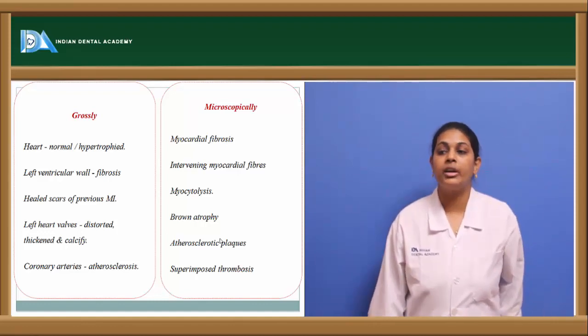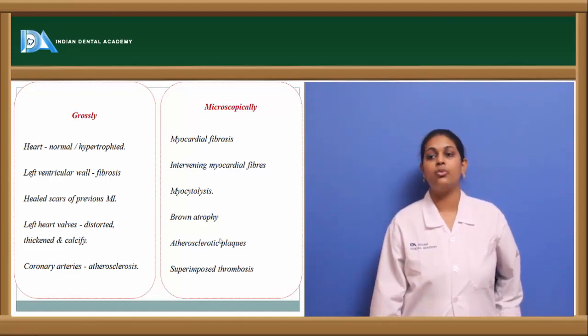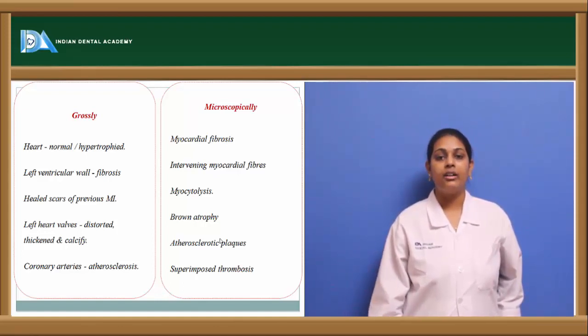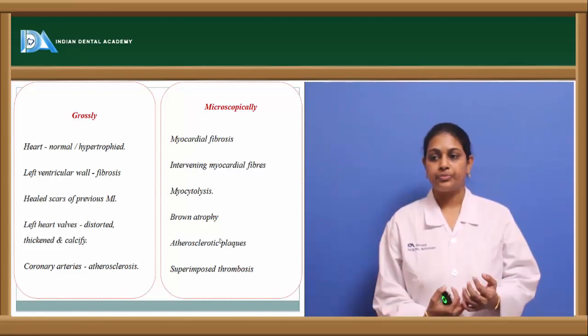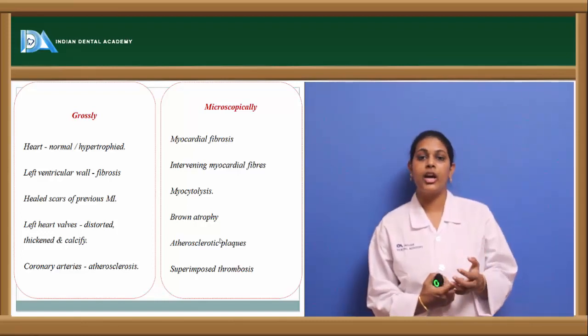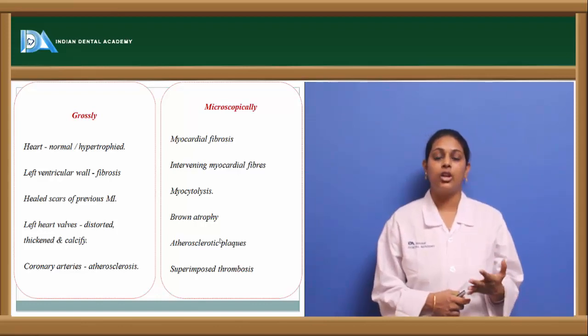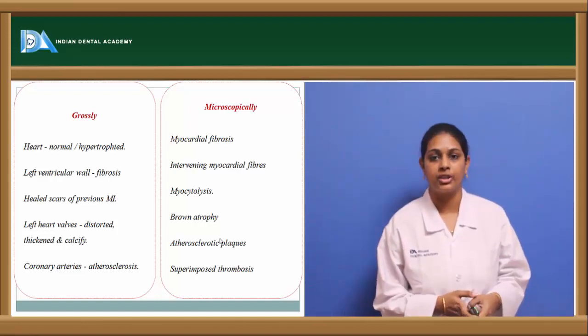Coming to the involvement, when it involves the left heart walls, usually we see that these walls are distorted, thickened, and further they may calcify as it progresses. If it involves the coronary arteries, we see that there is atheroma formation.